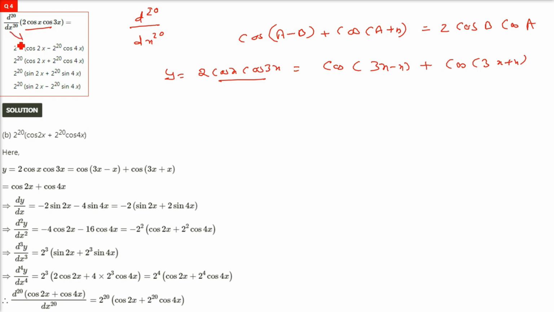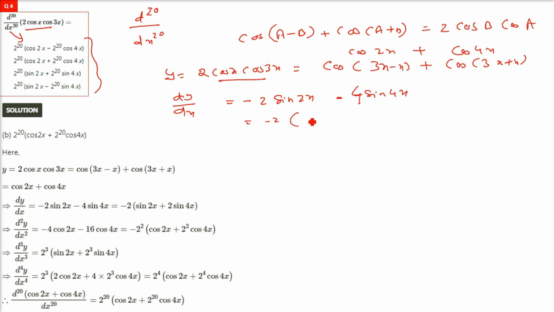So we will take it to the 1, 2, 3 level, and then try to find a pattern, and according to that pattern, we can finally get the general solution. So cos(3x minus x) is cos 2x, cos(3x plus x) is cos 4x. Now we are differentiating it. Cos 2x gives minus sin 2x, and differentiation of 2x gives 2. Here also cos 4x gives minus sin 4x, then you have a 4. So just taking minus here. Now just take minus 2 outside.